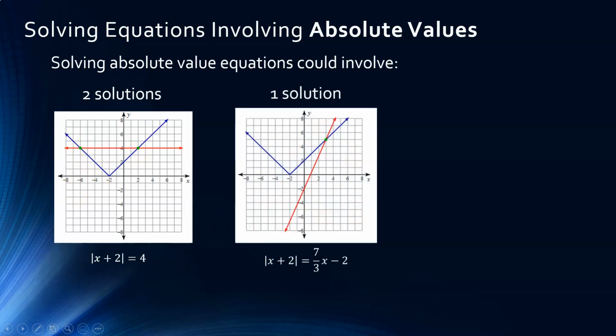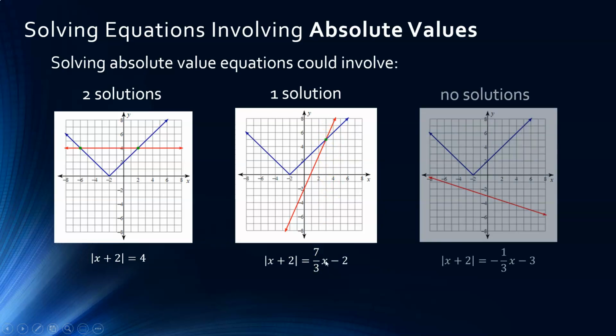But we don't always have to have two solutions. Sometimes we could have just one solution. If you look at this one, here we have, again, the absolute value of x plus 2. That's the blue line. And then the right side of the equation is 7/3 x minus 2. And we only have one solution. So that would be that the only time that they intersect is where x is 3. And sometimes you'll have the graph and they won't even intersect. So there's no solutions at all, which would be the case for this one.